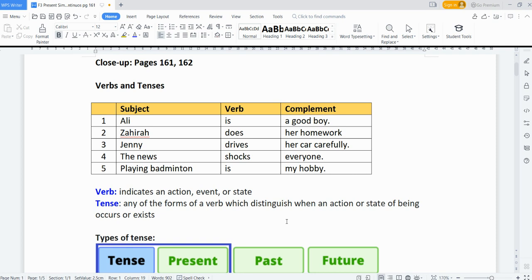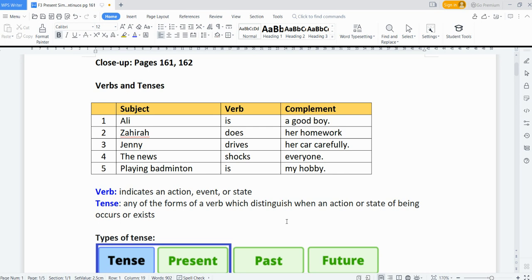Okay, the first one is Ali is a good boy. Number 2, Zahira does her homework. Number 3, Jenny drives her car carefully. Number 4, the news shocks everyone. Number 5, playing badminton is my hobby.